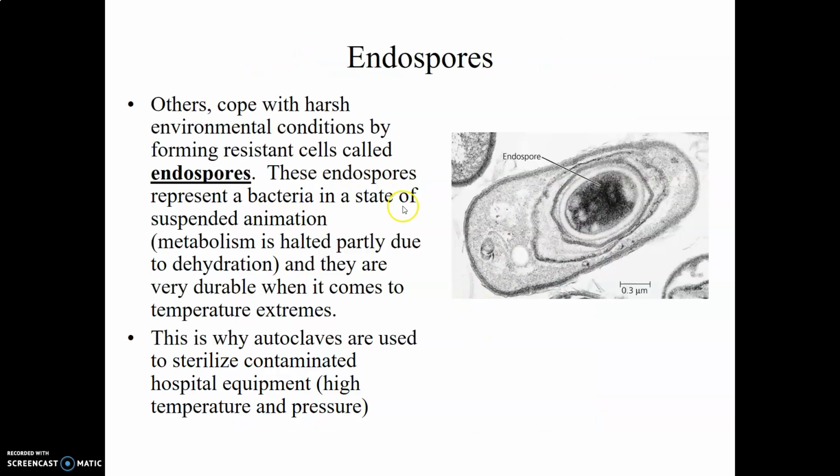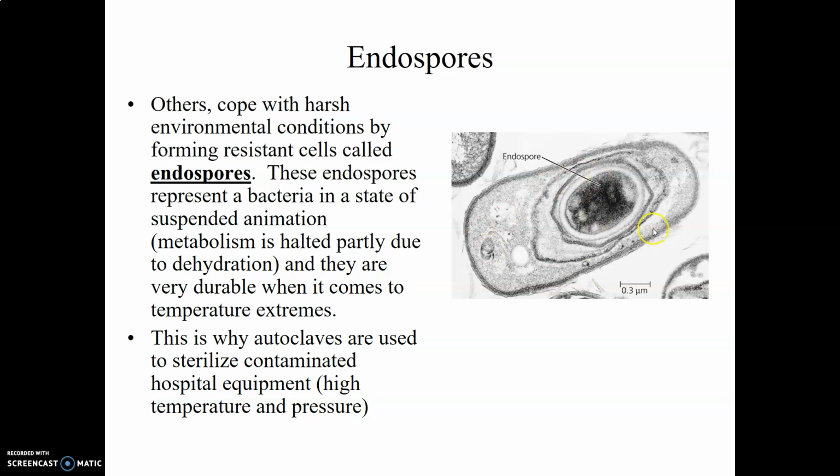Now, capsules are a little bit like endospores for protection, but endospores are formed on the inside of the bacterial cell. Endospores help cope with harsh environmental conditions, and these endospores sort of represent the bacteria in a state of suspended animation. Normally what happens when the environment isn't conducive for the bacterial cell to grow properly, they will form these endospores on the inside, and the cell cytoplasm partially dehydrates.